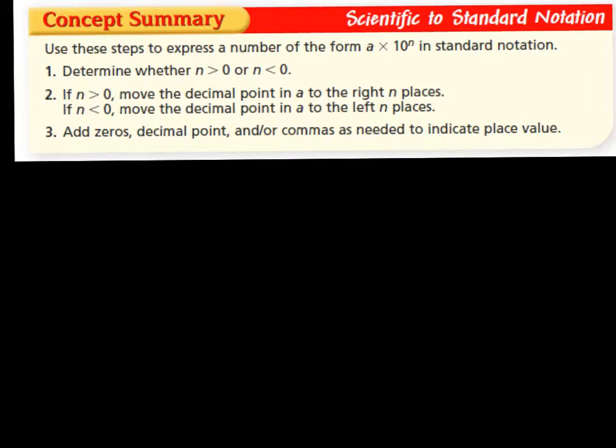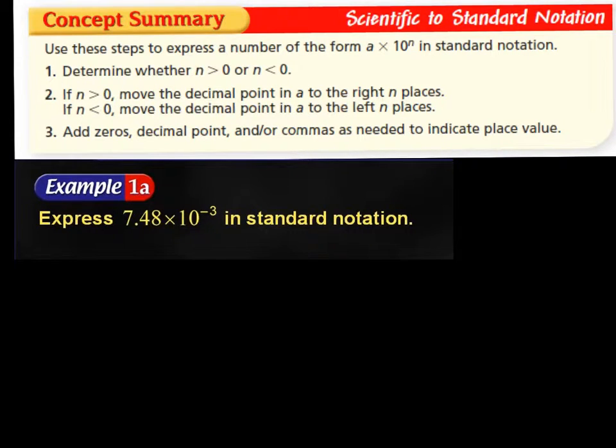Okay, the first step to put a number into standard notation, I think is kind of funny. Determine whether n is greater than or less than 0. Aha. So in other words, are we working with a big or a small number? If it's a big number, we're going to move the decimal place n places to the right. And if n is a small number, we're going to move the decimal place n places to the left. Okay, so add zeros, decimal point, and or commas as needed to indicate place value. Commas are good for big numbers. Unfortunately, we don't use them for small numbers.